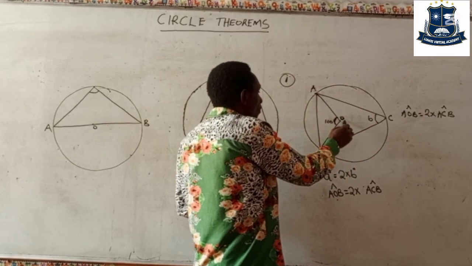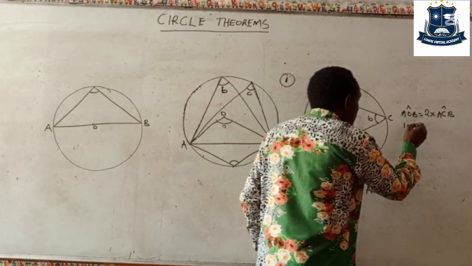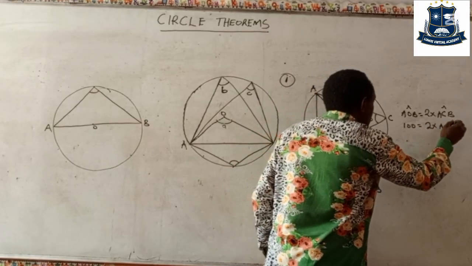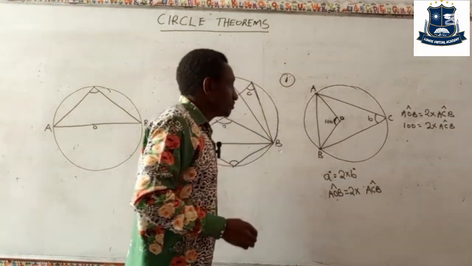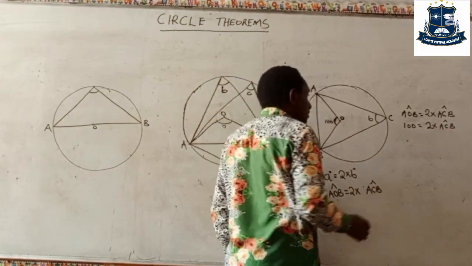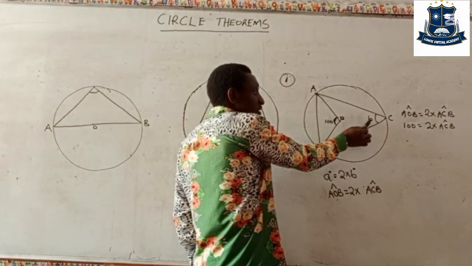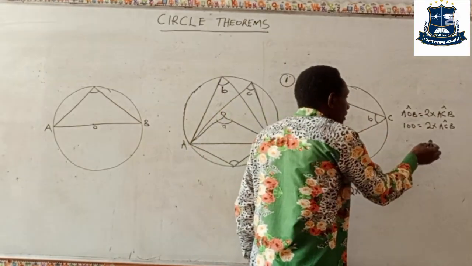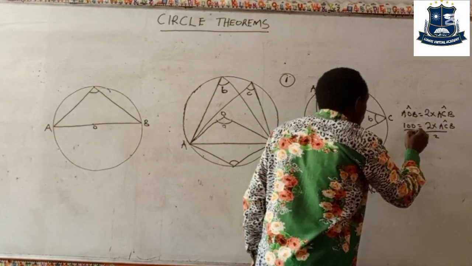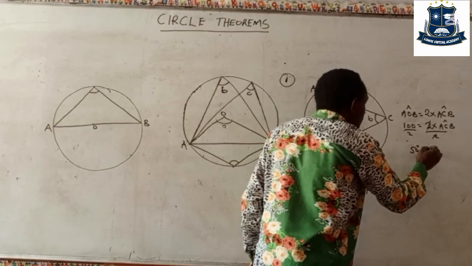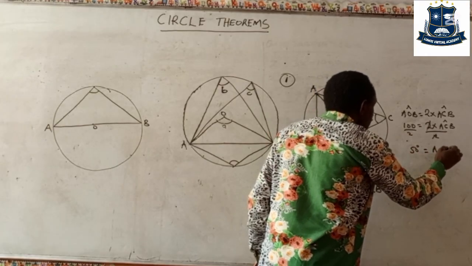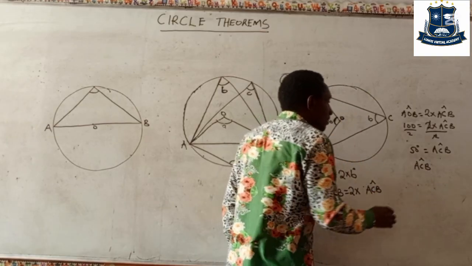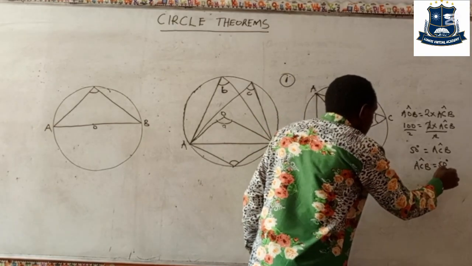And I know AOB is 100, so I can put 100 equal to 2 times ACB. Okay? And so since I'm looking for ACB, this angle here is also called ACB, or simply B. If I'm looking for B, I can divide both sides by 2, and that gives me 50 degrees equal to ACB. That means the angle at the circumference, ACB, is actually 50 degrees.